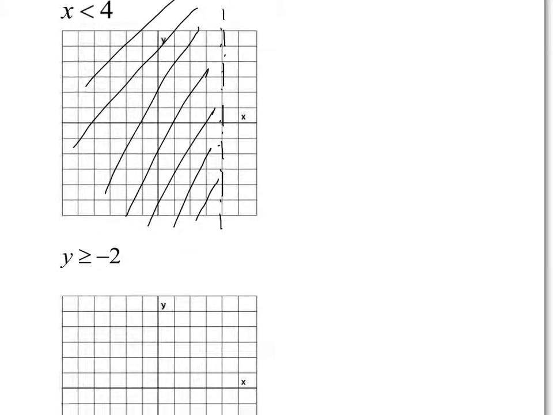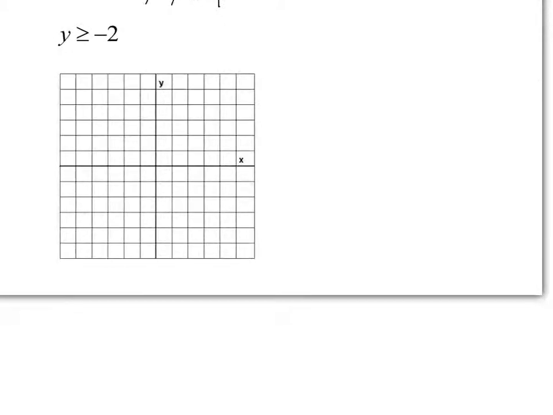Now let's do y is greater than or equal to -2. So I'm going to go down to -2 on the y-axis and make a dot. And once again, since I'm in a plane, there's a whole bunch of points that have a y of -2. All those ones, all these ones off to the left. And I'm going to connect these with a line.